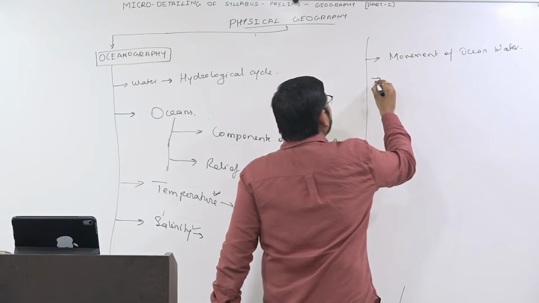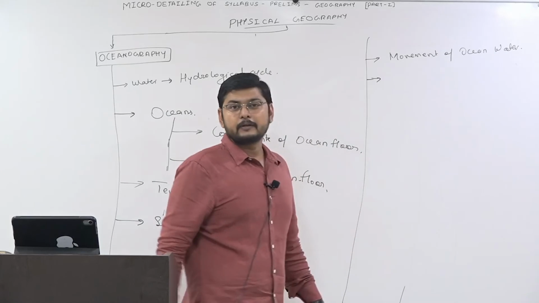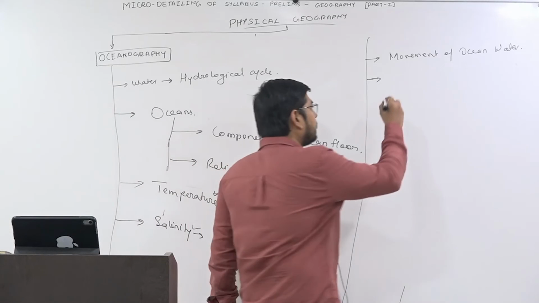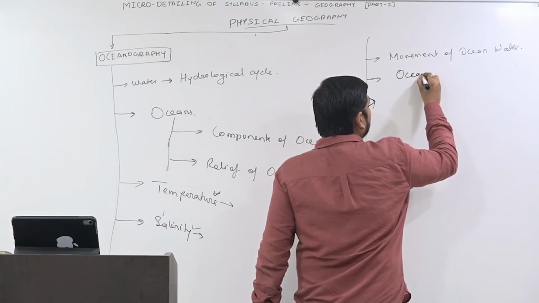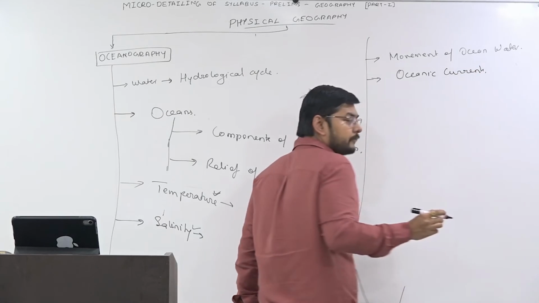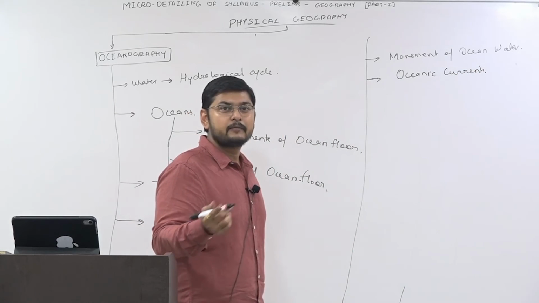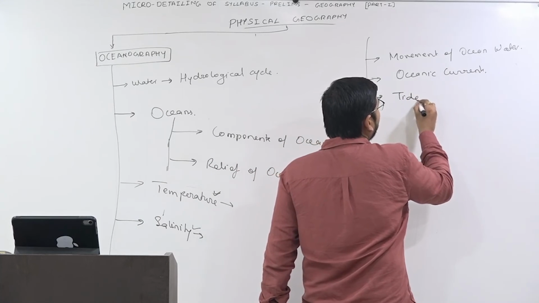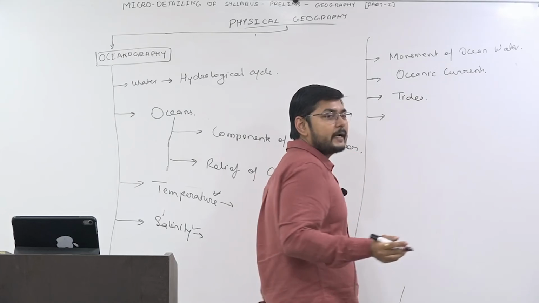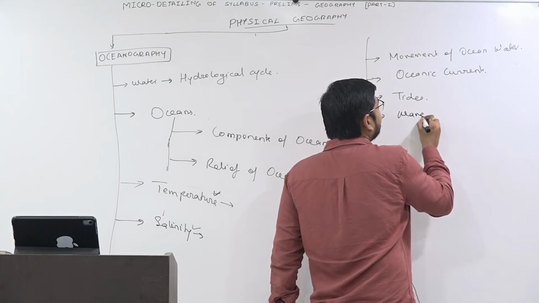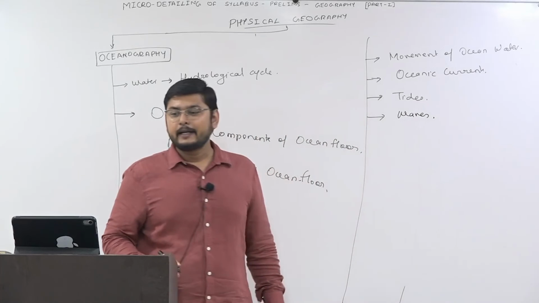If we see here the movement of ocean water, we have three important things: the currents, oceanic currents. We have warm ocean currents, we have cold ocean currents, and how they move. Then we have tides, what are the different types of tides and how they are formed. Then we have waves. So these will be studied in detail.